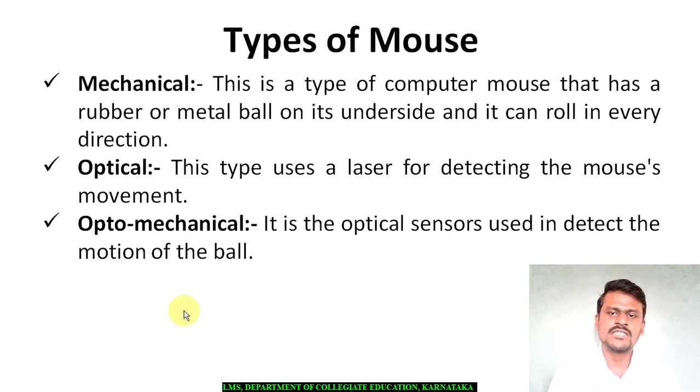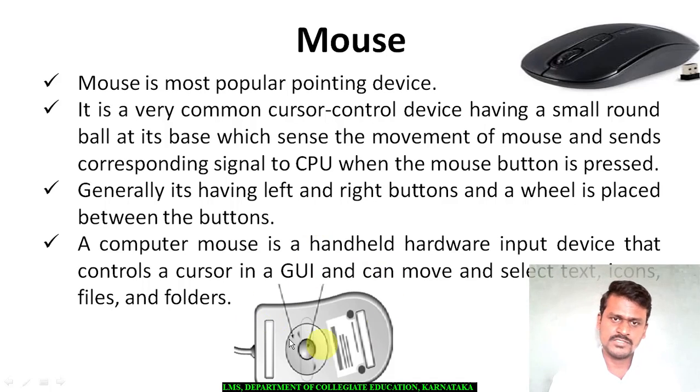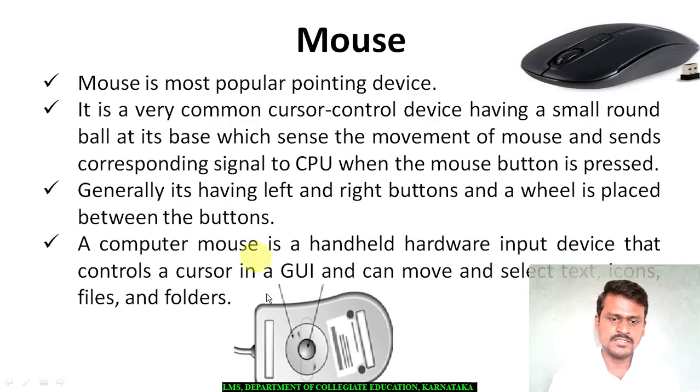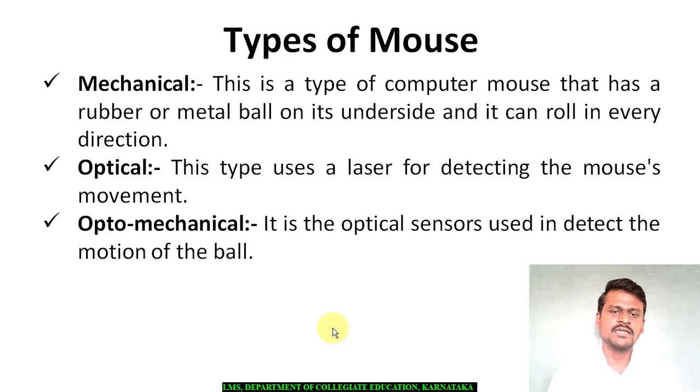Now we will see some of the types of mouse. First one is a mechanical mouse, then optical mouse and optomechanical mouse. Mechanical mouse is nothing but this mouse, the general mouse we generally used in the olden days. That mouse is called a mechanical mouse, which has a rubber or metal ball under the mouse, which can be rolled in every direction to move the cursor. So that is called a mechanical mouse.